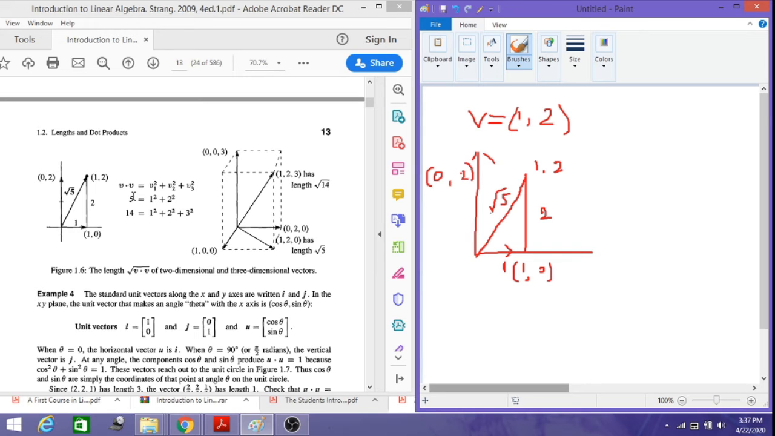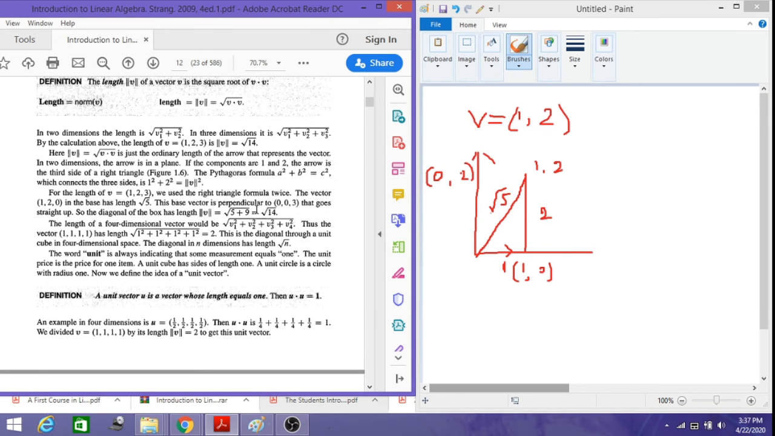It's a very simple component. Now v dot v is what we can do here, with the two points 1, 2 and 3. That's 14. This is what we'll get. It is one of the examples here. The base vector is perpendicular at 0, 0, 3.